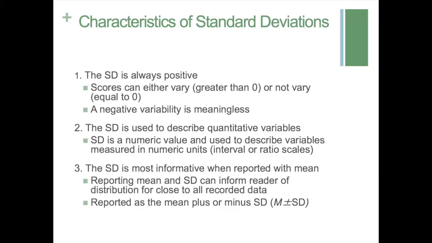And finally, the standard deviation is most informative when it's reported with the mean. This is just good statistical convention as well as APA format. Whenever you report a mean, you're also going to report the standard deviation. This is just a good way to inform a reader or someone you're communicating results to of both the central tendency of the data and the spread of the data. So really, these two numbers together can give someone a good description of any example data set that you're working with.